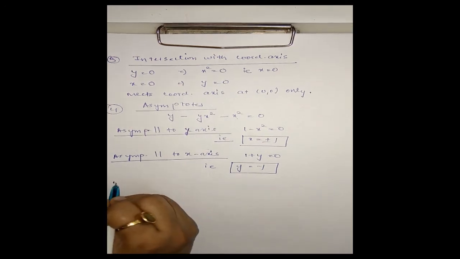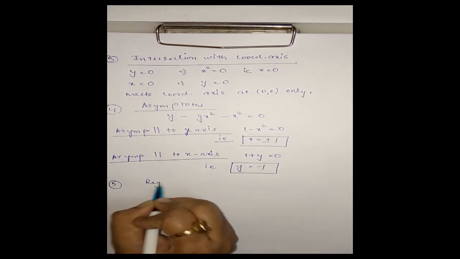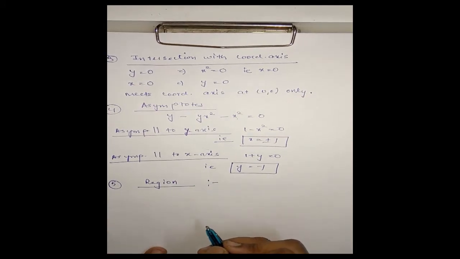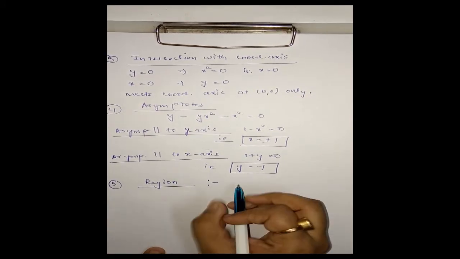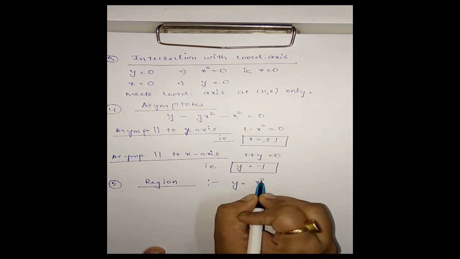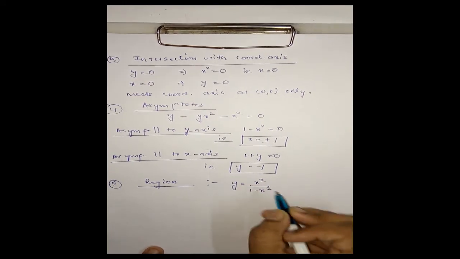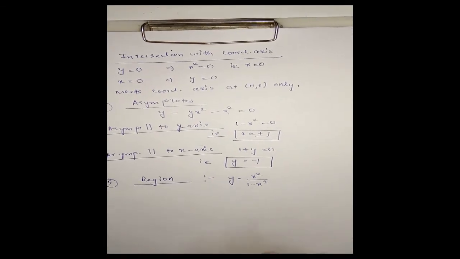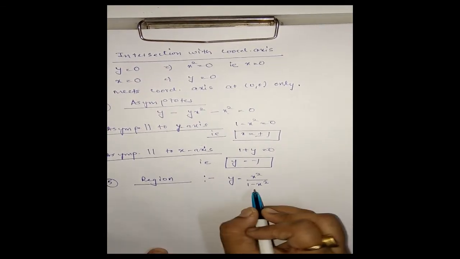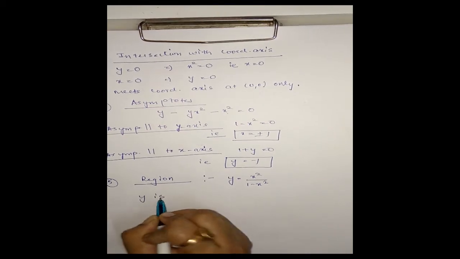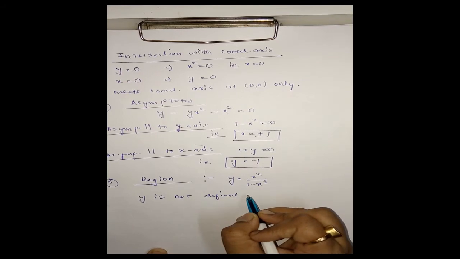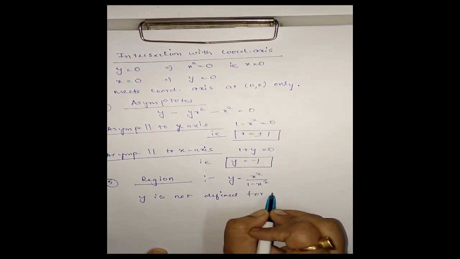Next step, we have to find the region. Next step is region. Now y is x square upon 1 minus x square. Clearly at the point when x is 1 or minus 1, y is not defined. Therefore, y is not defined for x is equal to plus minus 1.